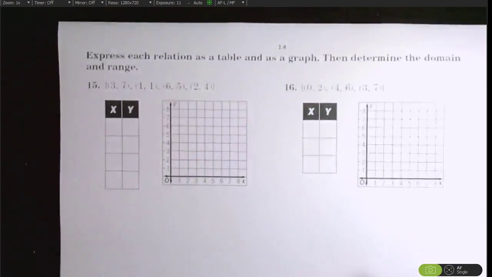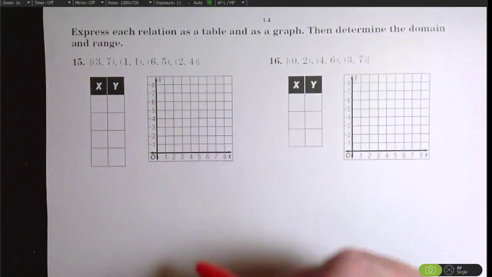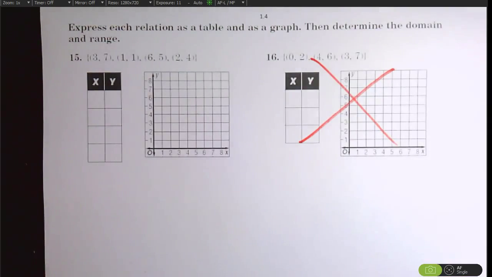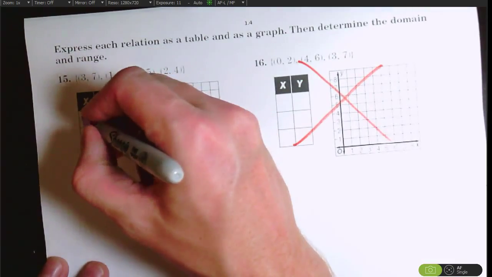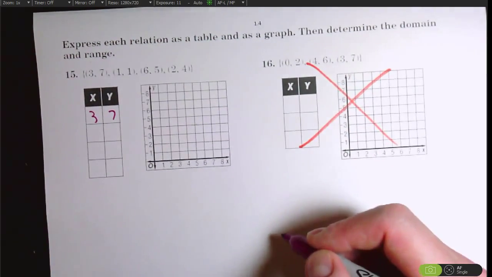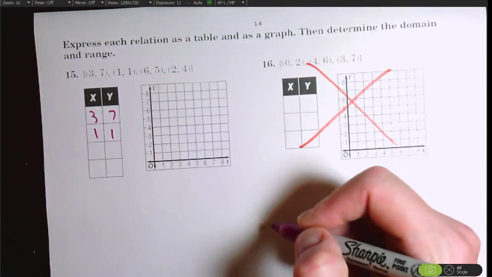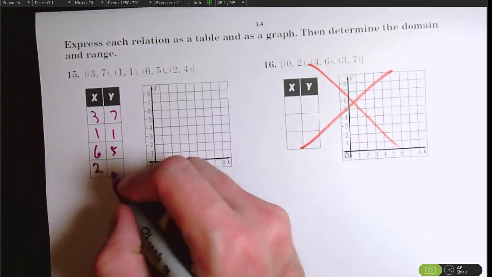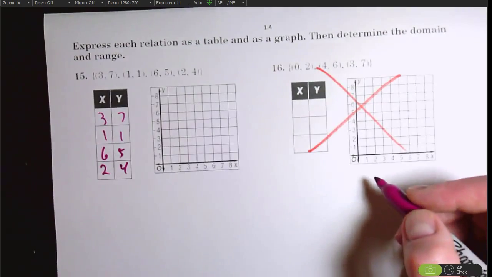Then we'll look at number 15. I'm not going to do 16. You can do that on your own. But for 15, I have to graph these, so I have to express them as a table and a graph. So 3 comma 7 is 3 for x, 7 for y. 1, 1 is 1 for x, 1 for y. 6, 5 is 6 for x, 5 for y. 2, 4 is 2 for x, 4 for y.